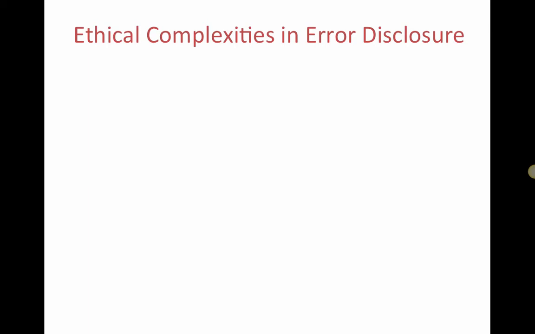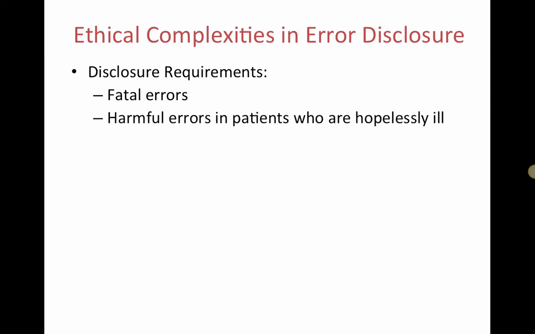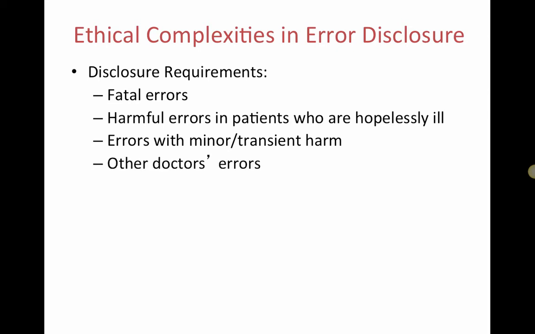There are several ethical complexities in error disclosure. For example, what are our disclosure requirements for the following? One, fatal errors, and I think we can all agree that we have a positive requirement to disclose fatal errors. But what about harmful errors in patients who are hopelessly ill? And what about errors with minor or transient harm? And what are our disclosure requirements for errors made by other physicians?